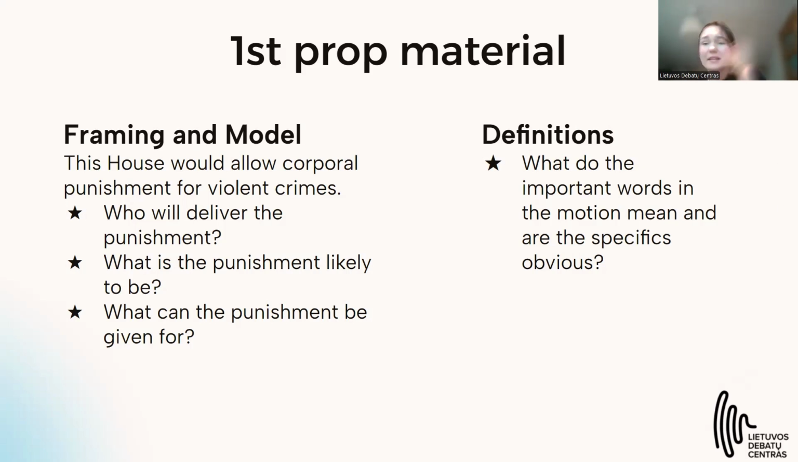And then there's this thing called definitions. I already touched upon that, but essentially, you just have to look at the motion and determine what the important words in the motion mean, and are they specifically obvious? Is it easy for everyone to understand? Because you might be familiar with what corporal punishment is, but somebody else might not, right? So always have in mind that this is the first thing that you do as a first proposition speaker.